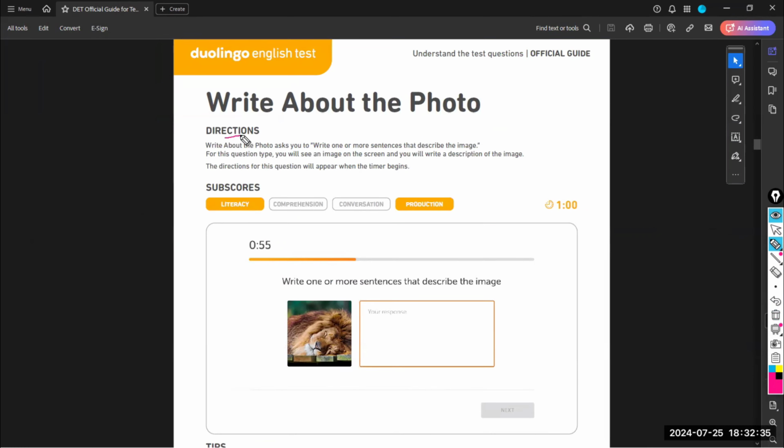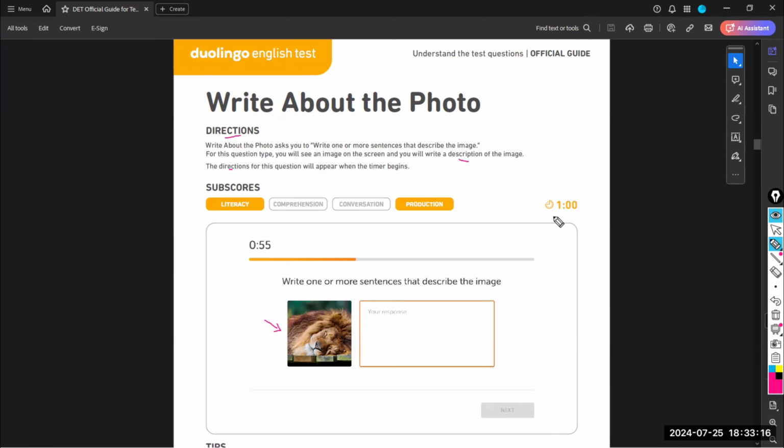Now, the directions I have to remember: write about the photo asks you to write one or more sentences that describe the image. So an image should be shown in front of you, and you have to write maybe one sentence, or you can write two sentences just to describe this photo. So for this question type, you will see an image on the screen and you will write a description of this image. The directions for this question will appear when the time begins.